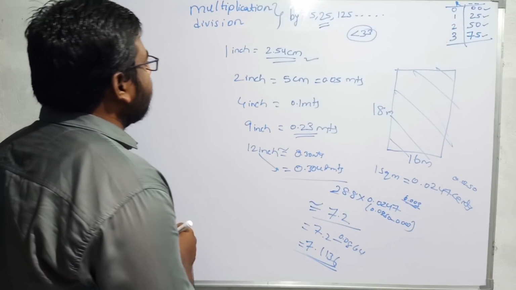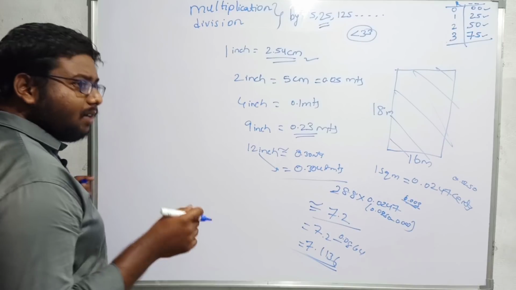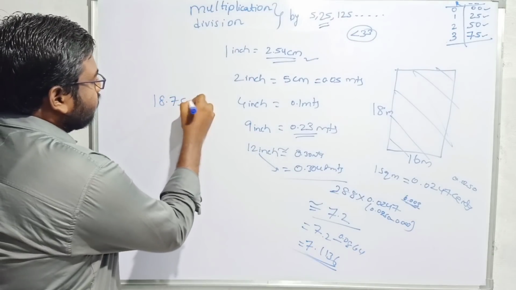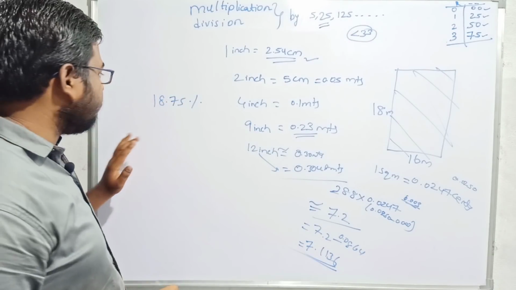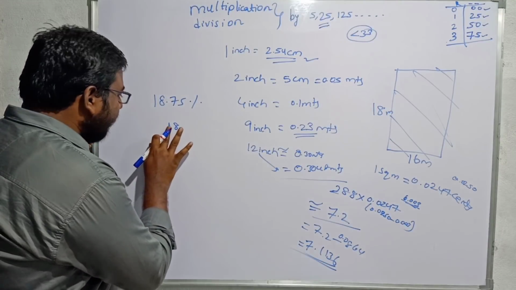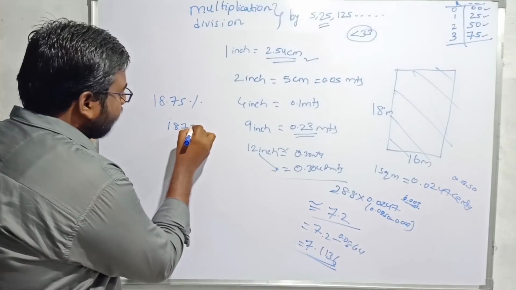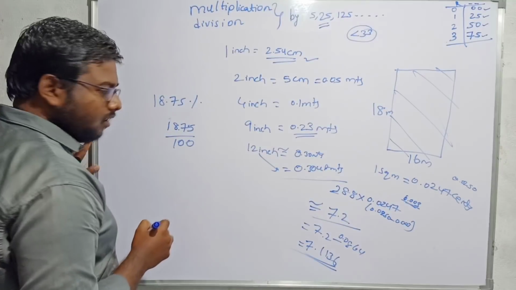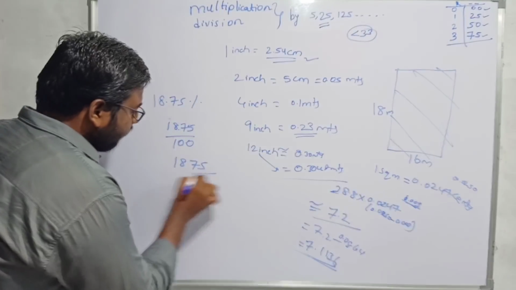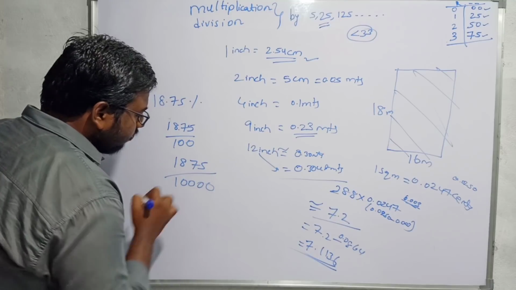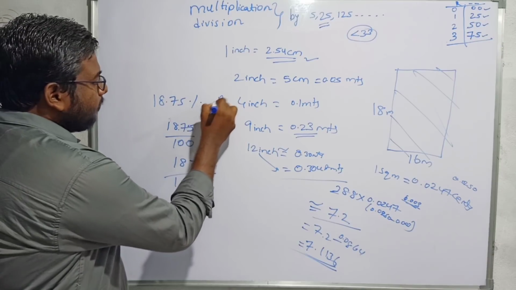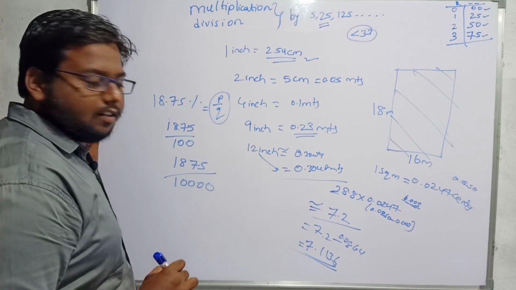Let us see another application, in percentages. They will ask, what is the value of 18.75 percent? We know percentage means per 100, so 18.75 by 100. I don't know how to calculate this with decimal points, so I will write 1875 divided by 10000, because I want to express this in p by q form, that is, as a fraction.